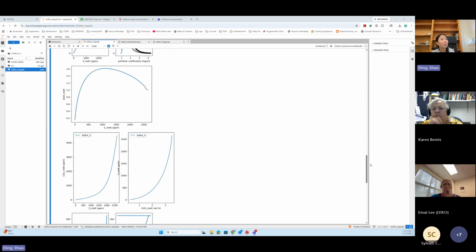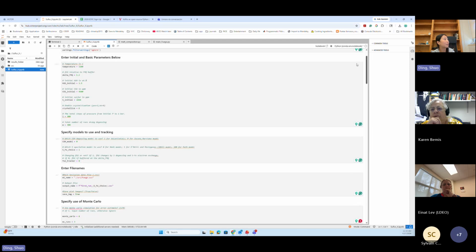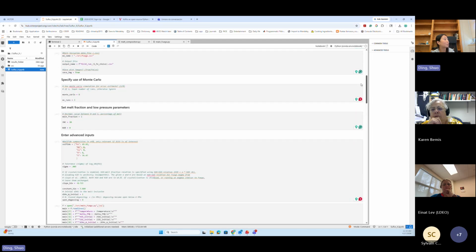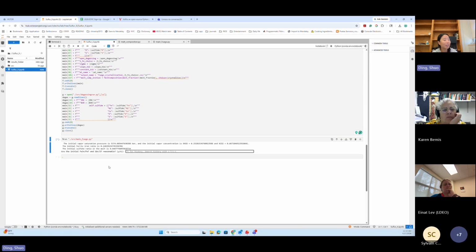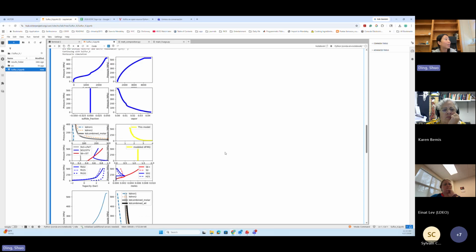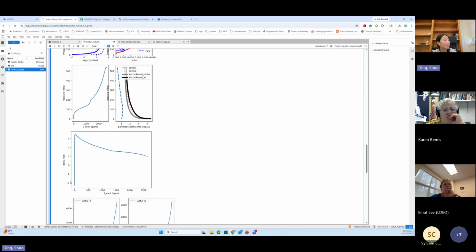Okay, so basically we can do that, or instead of closed degassing, we want to do open degassing. We can say we want to open the degassing at 200 megapascal. I think it will look slightly different because the degassing style changes. So we can see there's a kink at 200 megapascal. That's because it's now modeling open degassing.